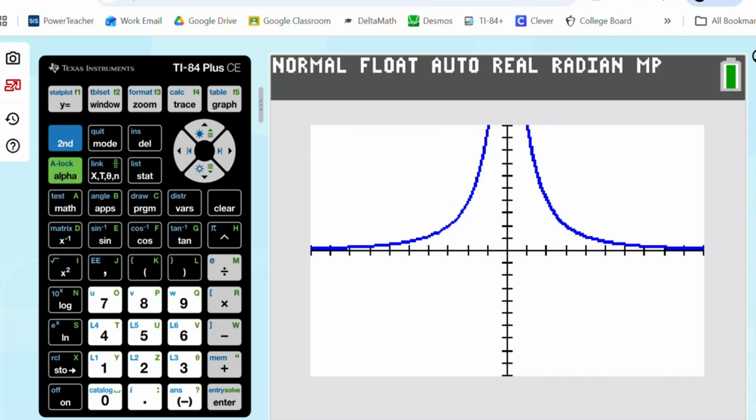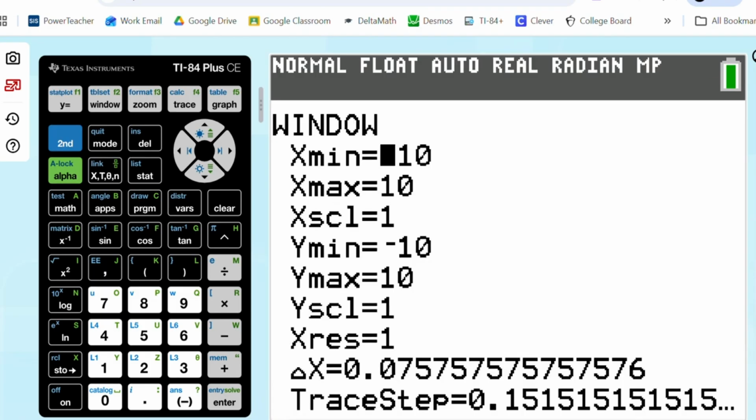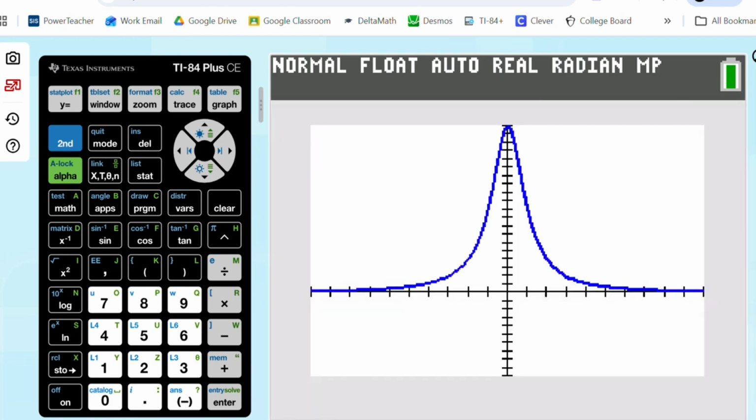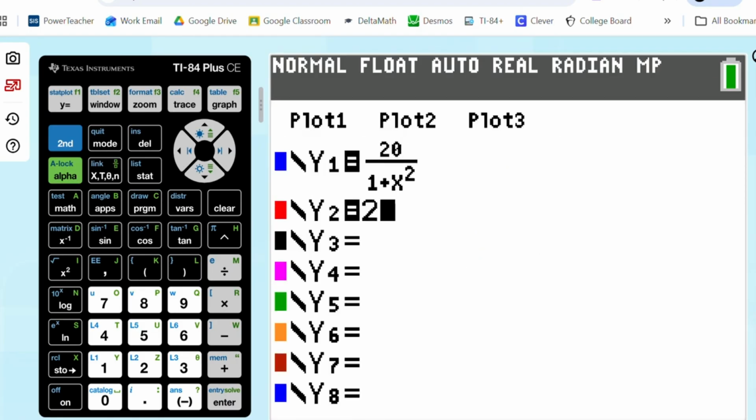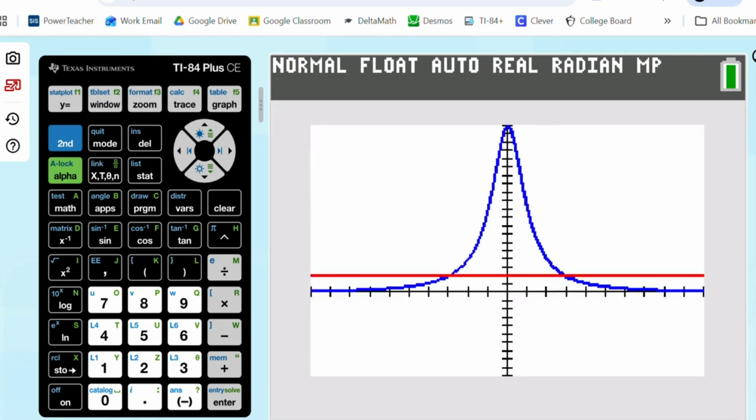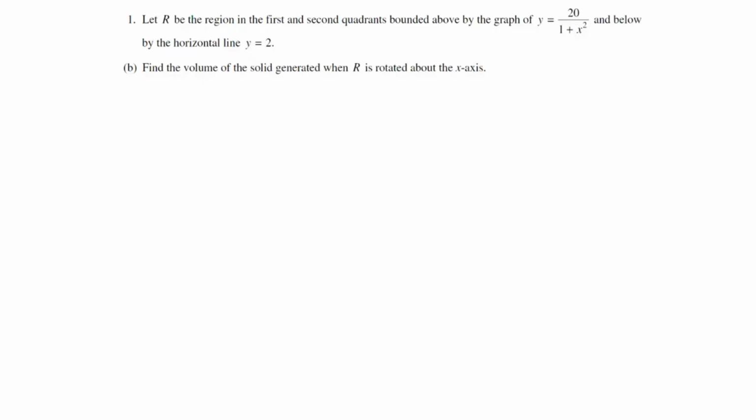And we can't see the y-intercept there of 20. If we want to, we can change our window so that our y max is now 20, and then we can see the whole thing. And of course, y equals 2. If we were to graph that, we can see that's just a horizontal line. So we're taking this region between the two of them, and we're going to revolve it around the x-axis.